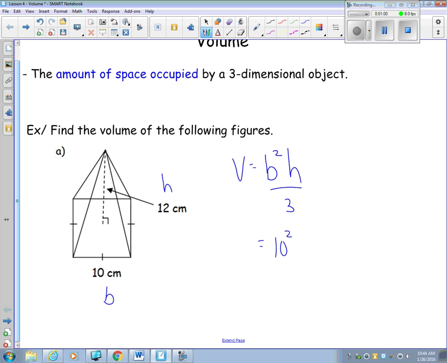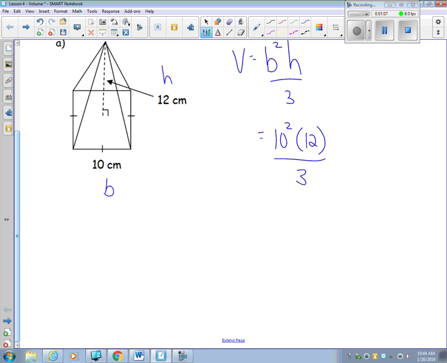Plug in the right things in the right spot. So B, 10 squared, times H divided by 3. You can put that all in your calculator at one time, and it'll come out to 400 centimeters. And this will be cubed this time because we have 3 dimensions. So all volumes are cubed.